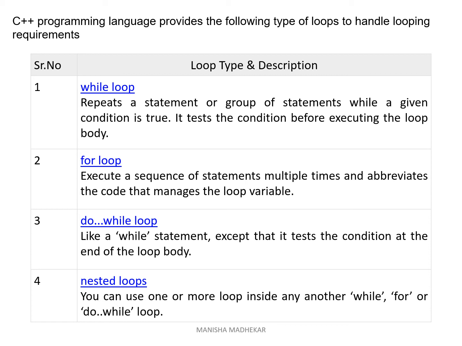Next, the do while loop. This is the same as the while statement except it tests the condition at the end of the loop body. Nested loop: you can use one or more loops inside any other while, for or do while loop. So a loop inside another loop is called a nested loop.